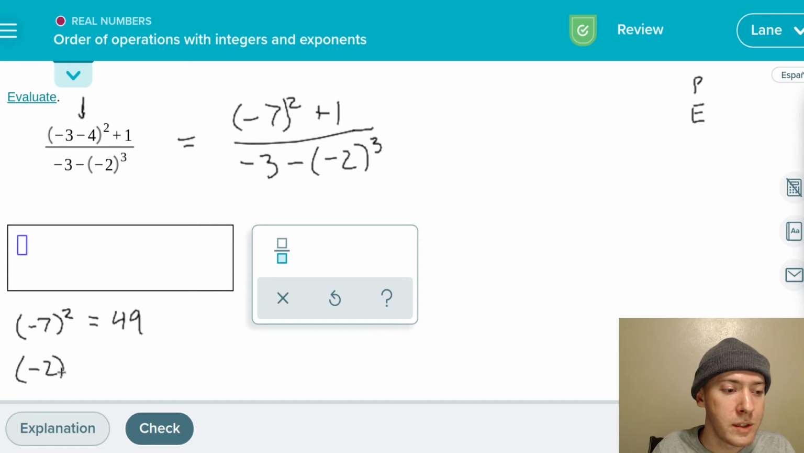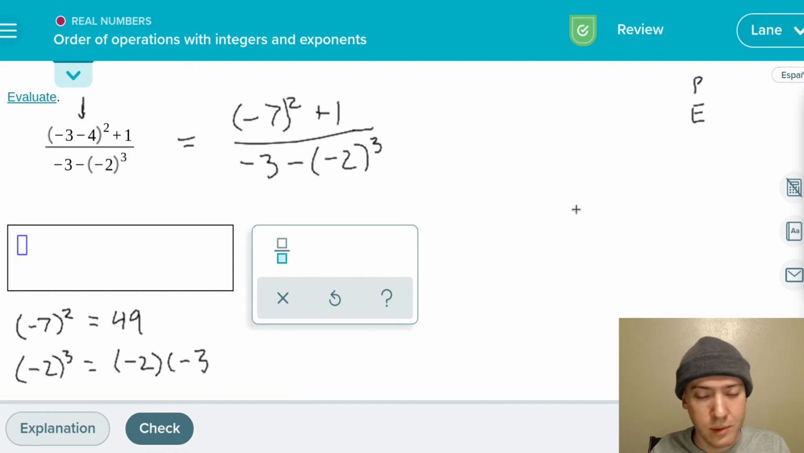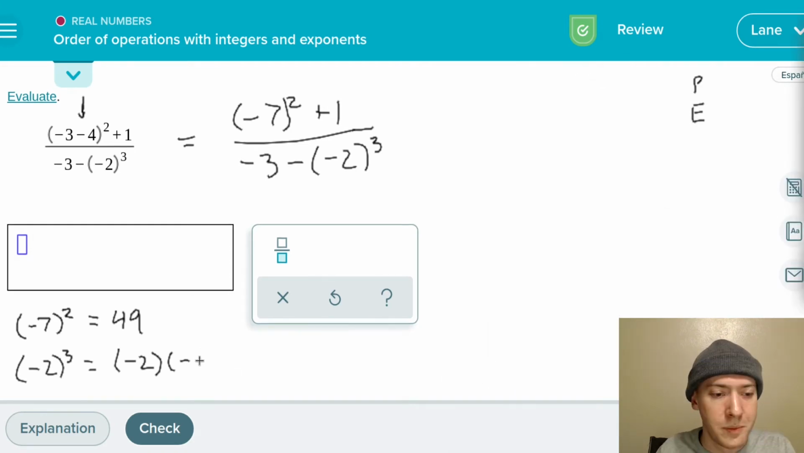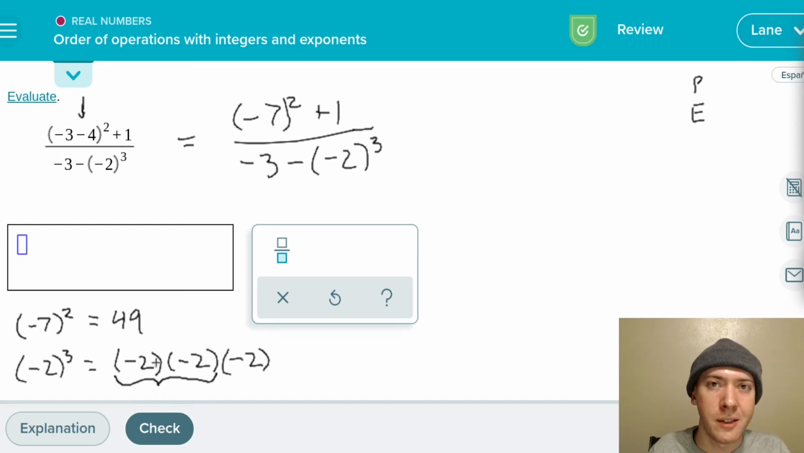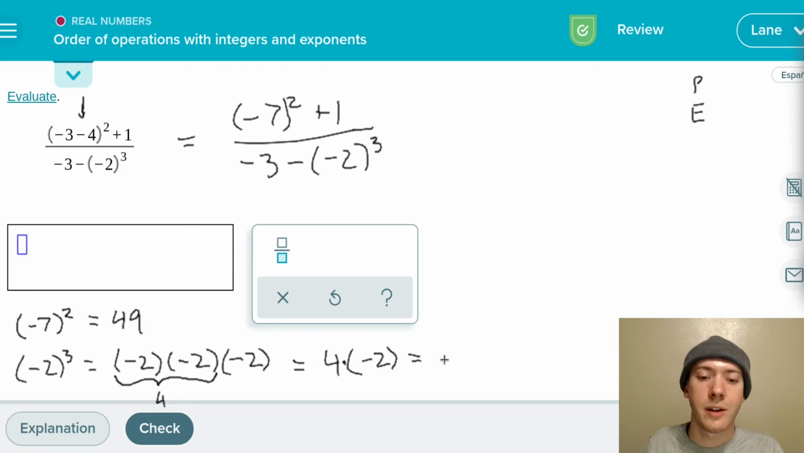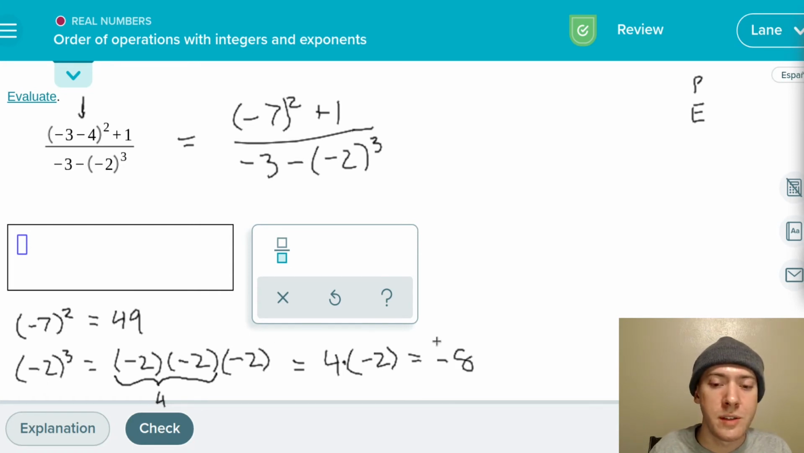Now for this other one, this is -2 cubed. And what that means is -2 times -2 times -2, 3 times. Okay, -2 times -2 times -2. Let's multiply the first two -2's together. If we multiplied those together, we would get 4, right? So what this says is 4 times -2. Now, since we're multiplying a positive number by a negative number, our answer is going to be negative. And 4 times 2 is 8. So -2 cubed is -8.